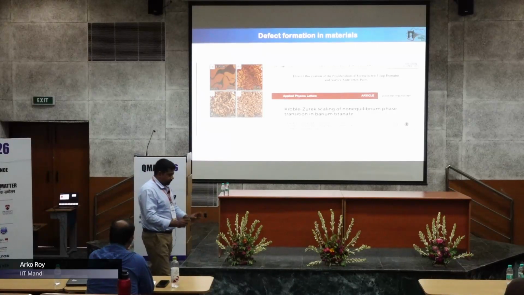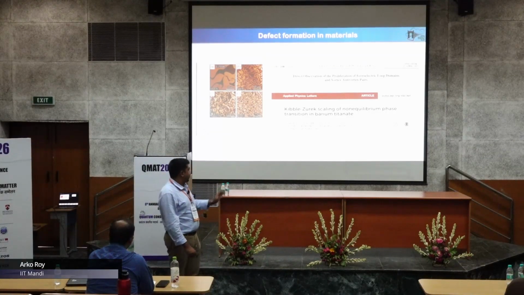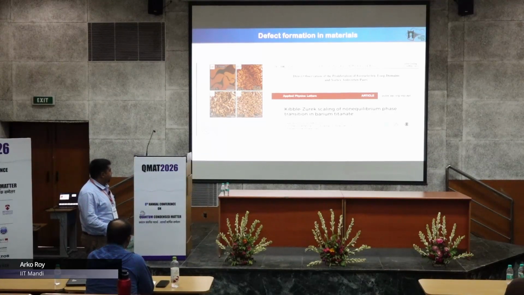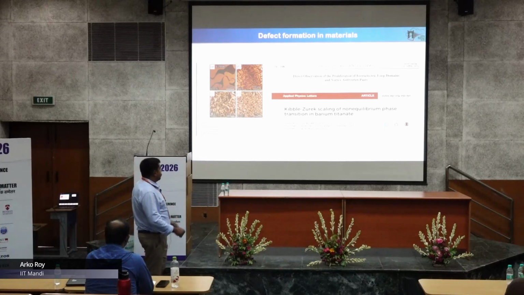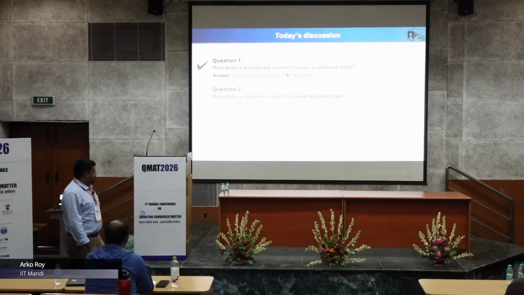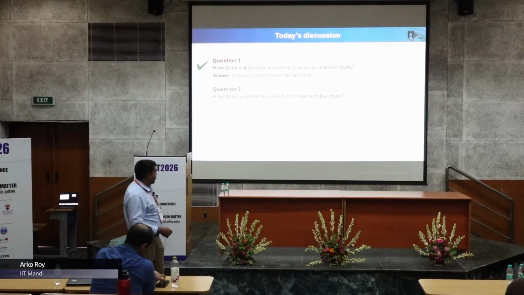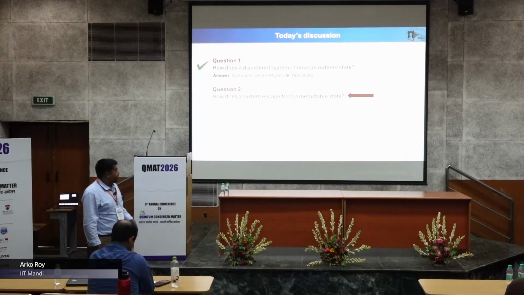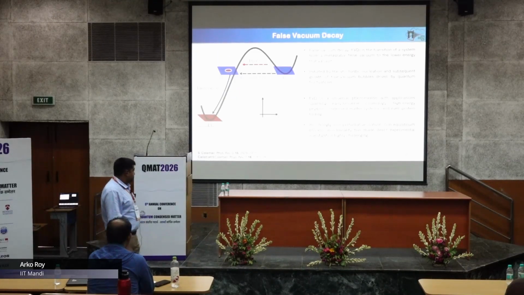So the Kibble-Zurek mechanism has already been seen in real condensed matter materials, and recently people have also done numerical simulations in the case of barium titanate, where they also claim to have looked into the Kibble-Zurek scaling of this non-equilibrium phase transition. Now, after having answered the question of how a system chooses an ordered state, let me try to address another problem. How does the system escape from a metastable state?